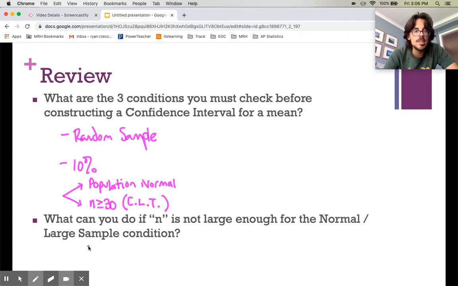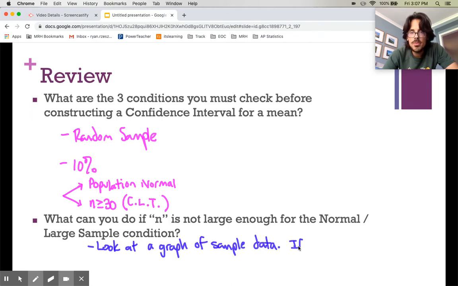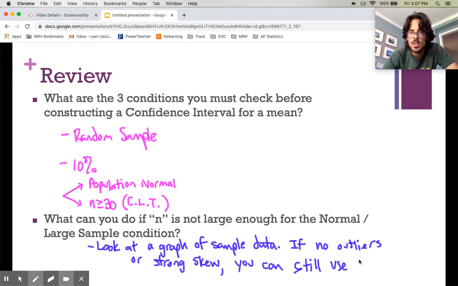What you can do instead is look at a graph of the sample data. So what you're going to do is look at a graph of your sample data. If there are no outliers or strong skew, you can still use the t distribution.